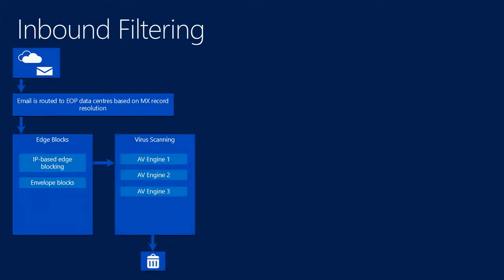So after our edge blocks, we move on to our virus scanning. This is where we have the 3 engines. Sometimes we'll use 2. Most of the time it's 3. And if we ever detect any malware, it is always dropped. You don't have any configuration options of saying, I want to have this through. We are always going to drop that. What you can configure is if you want anyone to be notified when that happens, whether it be an internal sender, an external sender, an administrator. So that's what you can control in the service. But if anything is found, we're always going to drop it.